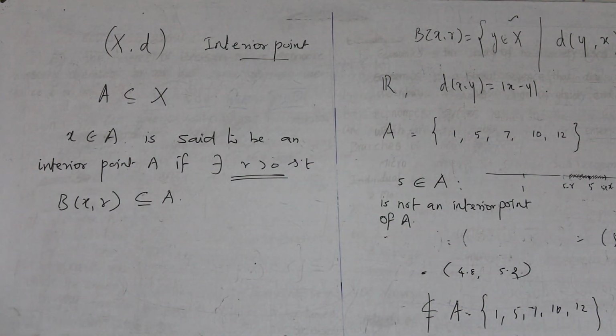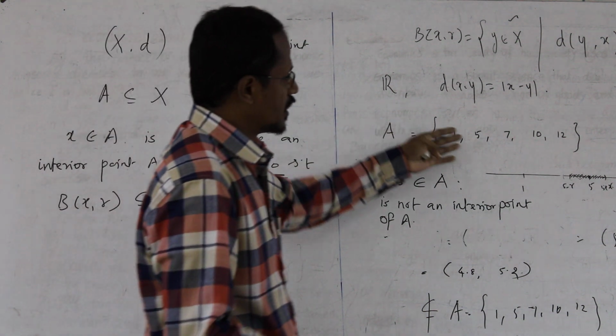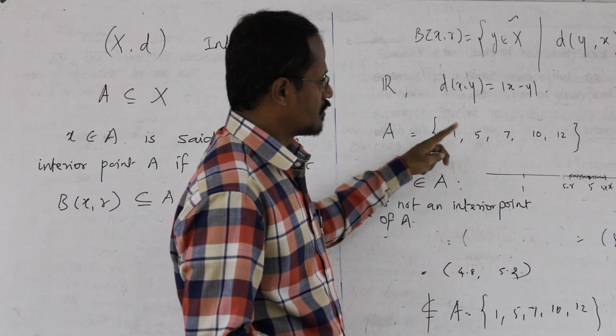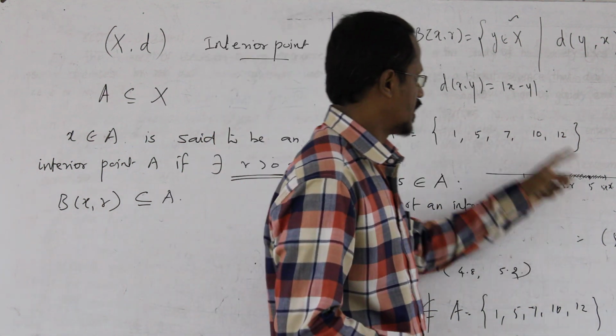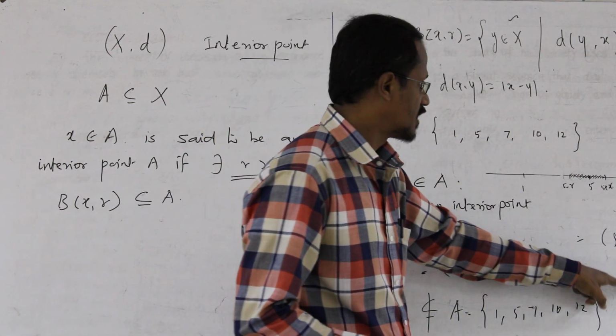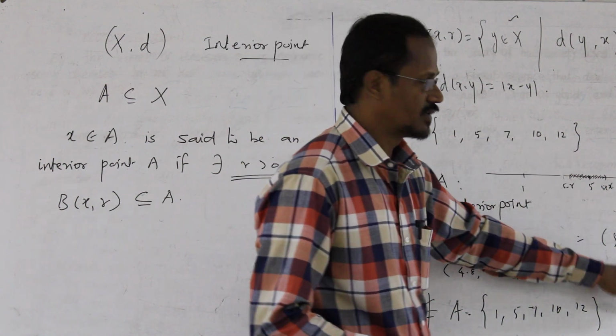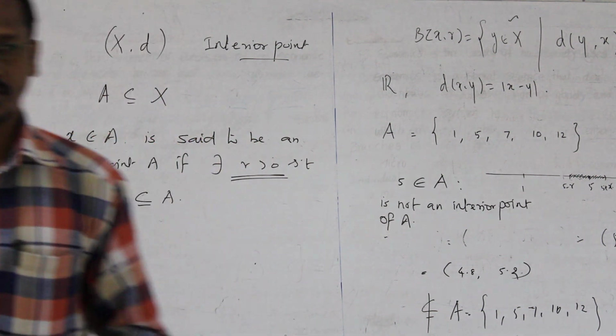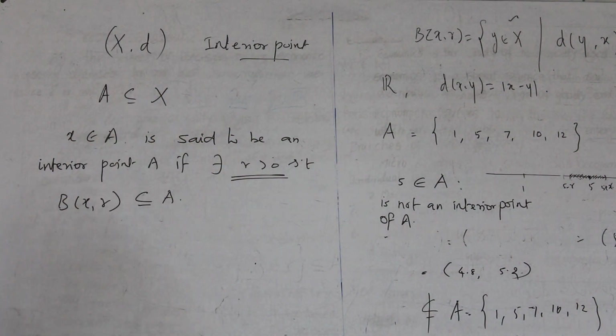Instead of 5, if I take 1, 7, 10 or 12, the same argument shows that none of the points in A is an interior point of A. For the point 1, 1 minus r to 1 plus r is not a subset of A, and 7 minus r to 7 plus r, 10 minus r to 10 plus r, as well as 12 minus r to 12 plus r are not subsets of A for any positive r. That means none of the points in the set is an interior point of that set.